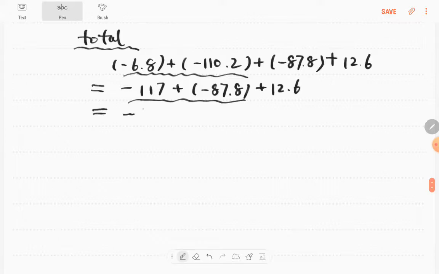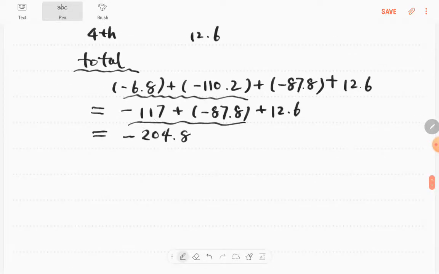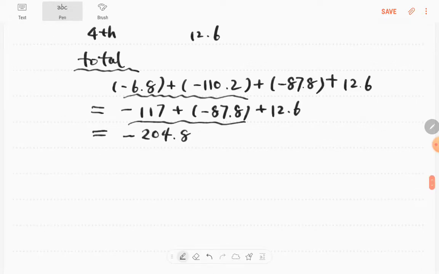So it will be 204.8, because 117 plus 87.8, we will get this 204.8. Right? We only add up their absolute value because they have the same sign. So we keep the negative sign and add up their absolute value. After that, we do the last step.